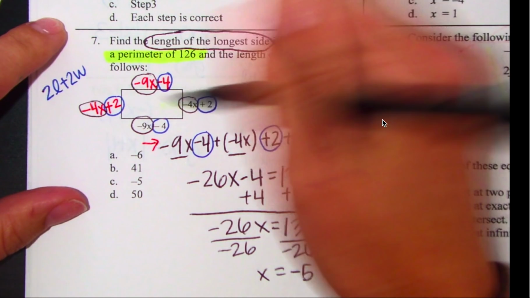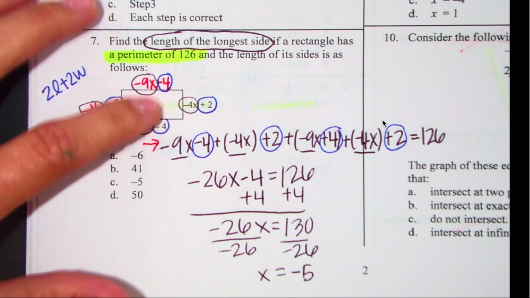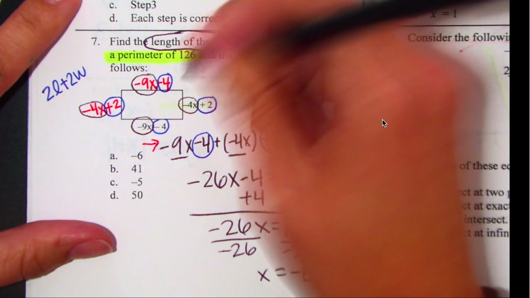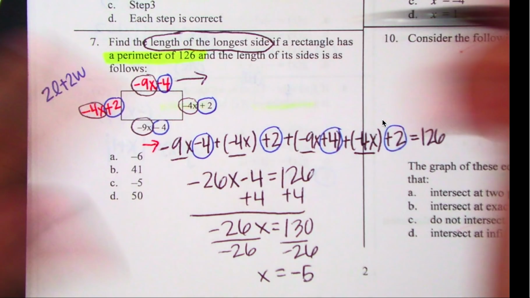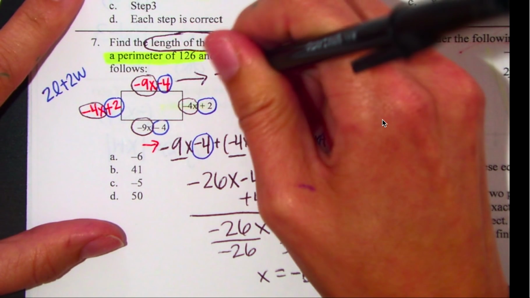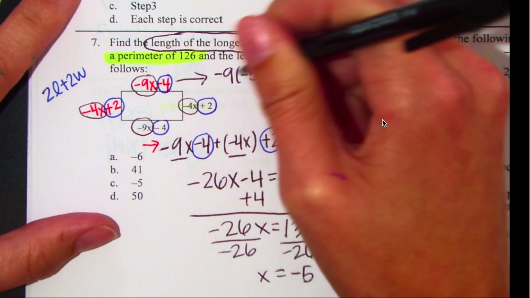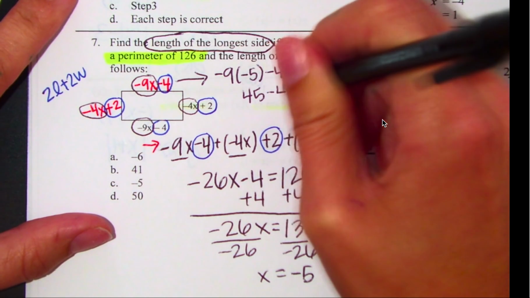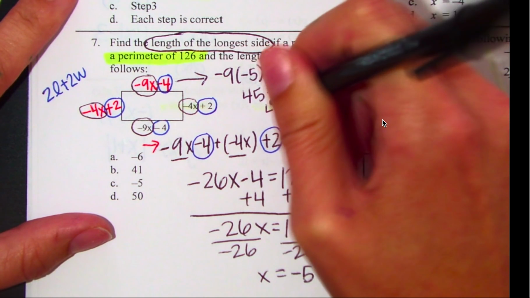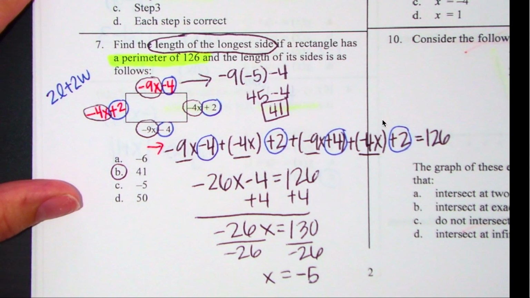They're asking us to find the length of the longest side. So what I'm going to do is I'm going to take negative 5 and I'm going to plug it into the longest side. So for negative 9x minus 4, I'm going to replace x with negative 5. So I get negative 9 times negative 5 is 45, and 45 minus 4 is 41. So the longest side has a length of 41.